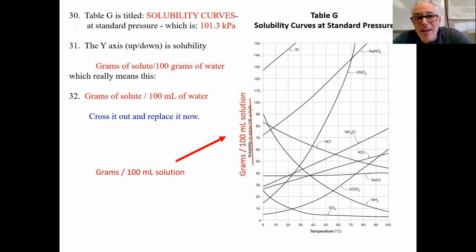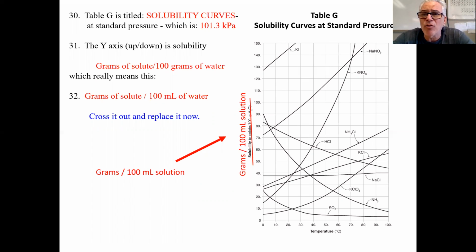Now, Table G is called solubility curves at standard pressure. Standard pressure just means it's standard pressure, 101.3 kPa. You don't have to worry about it anymore. It's normal. Now, the y-axis, it goes up and down. It says 100 grams of solute per 100 grams of water. Now, in my whole life, I never made a solution of 100 grams of water, right? It's 100 mLs. Change that right now, okay? We don't make solutions like that.